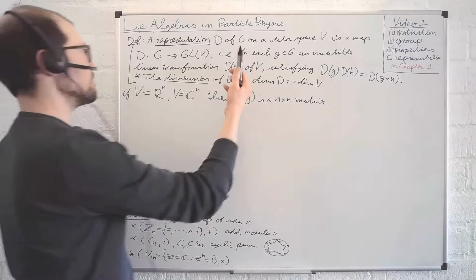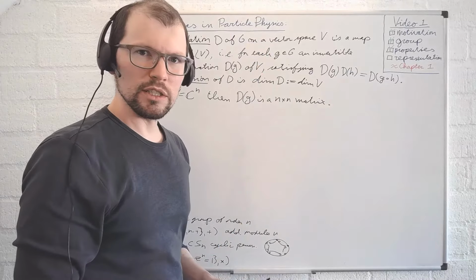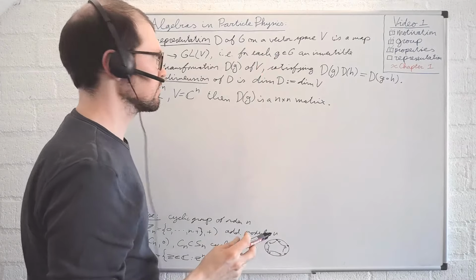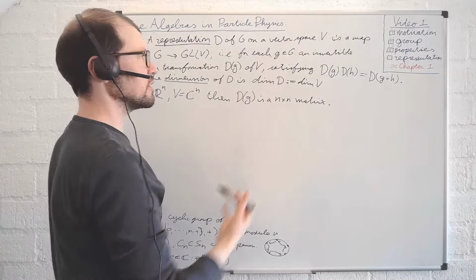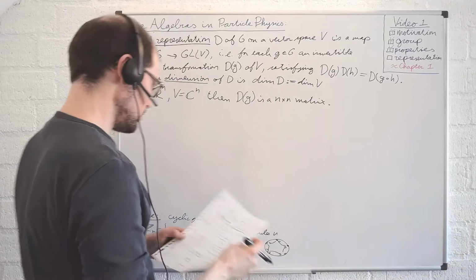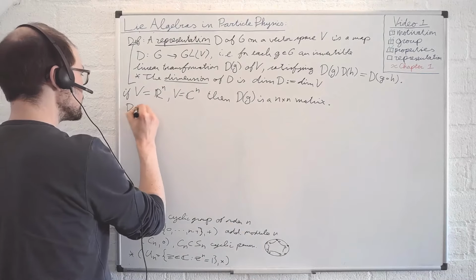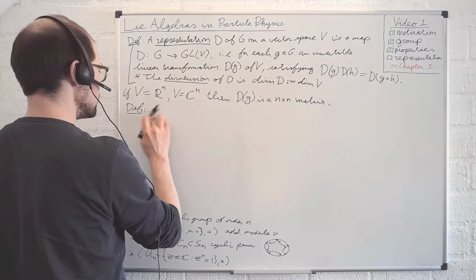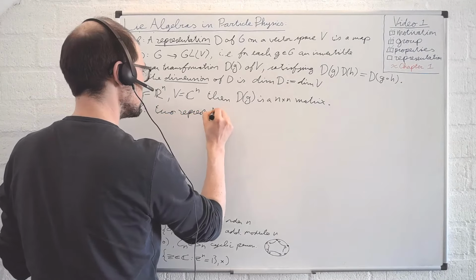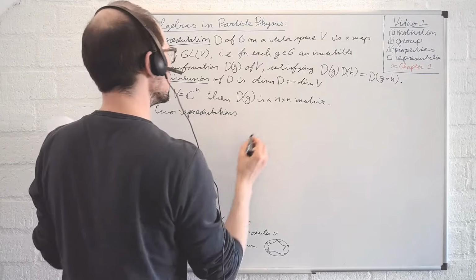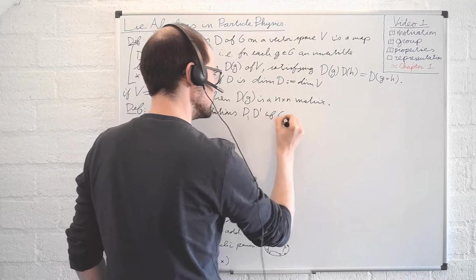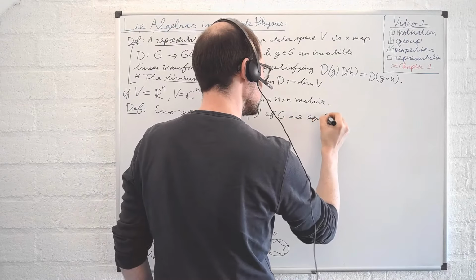I mean, whenever I have a representation, I can get another representation by slightly changing the bases in my vector space. And since at some point we want to classify representations of a group, we want to take out this redundant information. So to this end, we say that two representations D and D prime of G are considered equivalent.